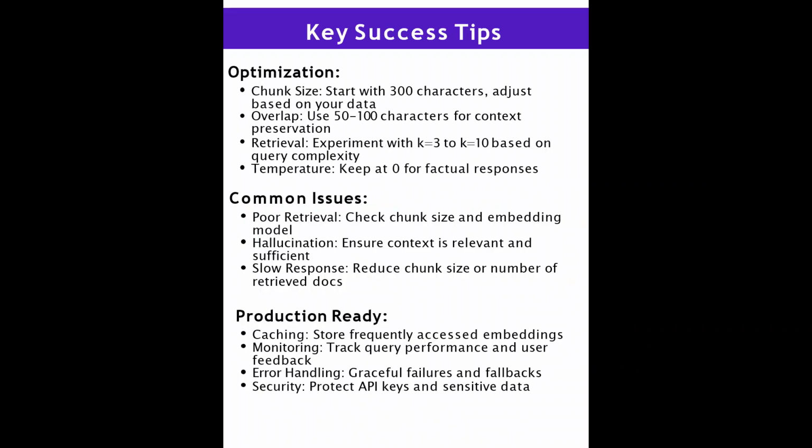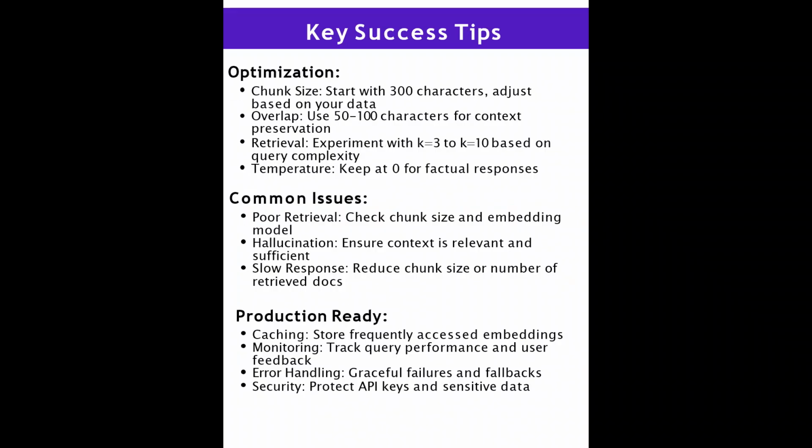Key success tips: always optimize. Chunk size: start with 300 characters, adjust based on your data. Overlap: use 50 to 100 characters for context preservation. Retrieval: experiment with k of 3 to 10 based on query complexity. Temperature: keep at 0 for factual responses.